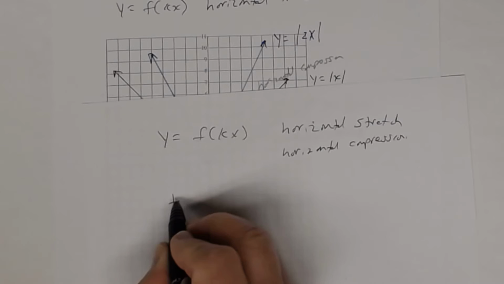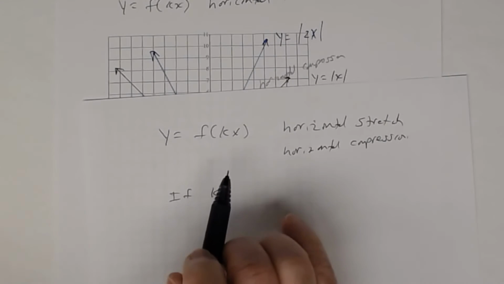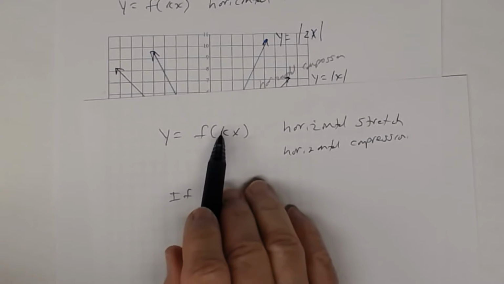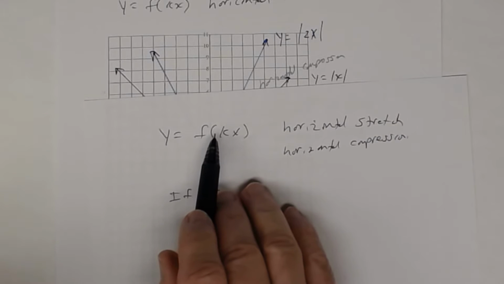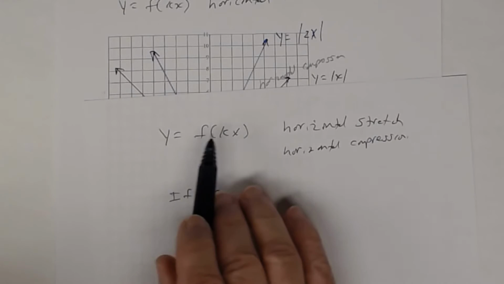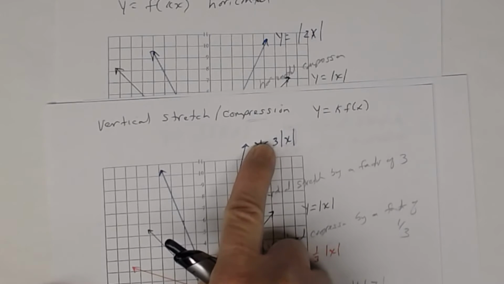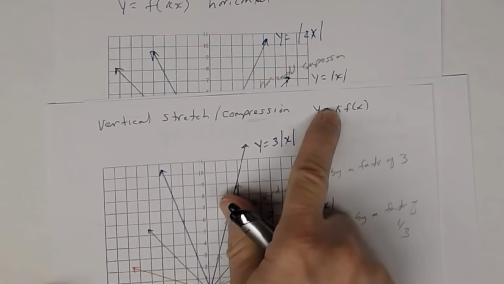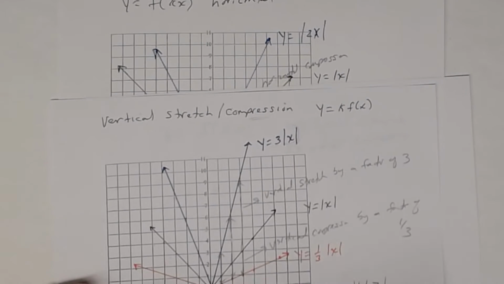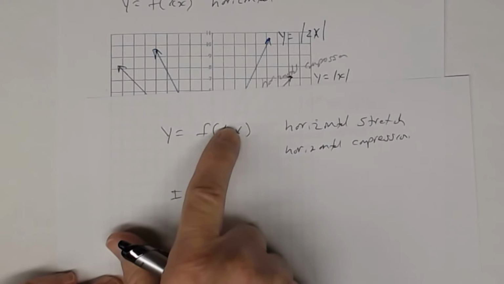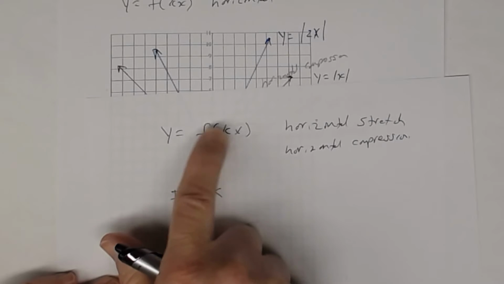Now let me say something here, and I'm going to rewrite it in a different way. Remember, k could be negative. If the negative is on the outside, that will be a reflection about the x-axis. And another lesson you learned: if k is negative inside with the x, that would be a reflection about the y-axis.